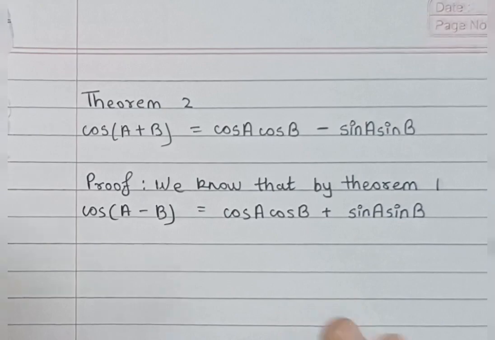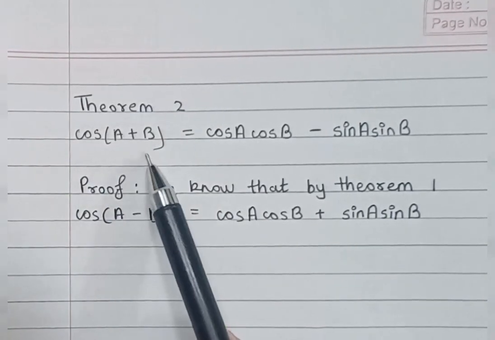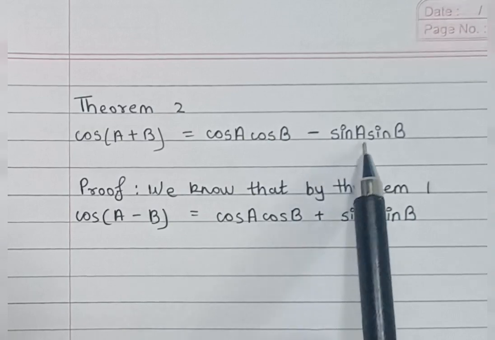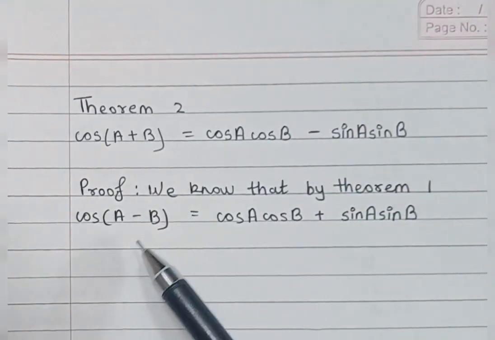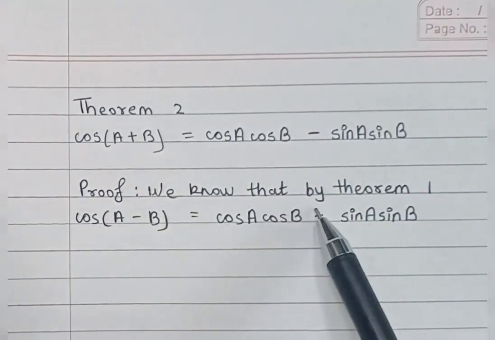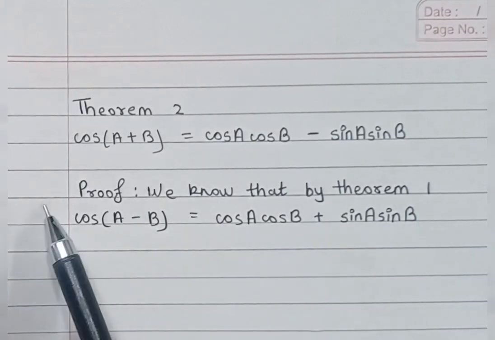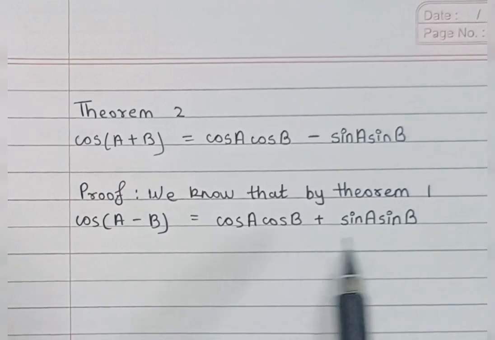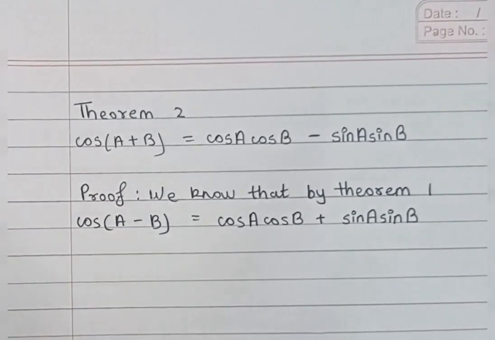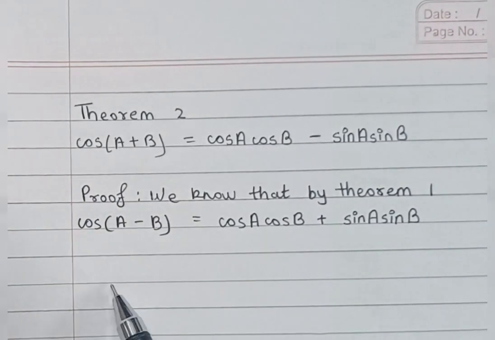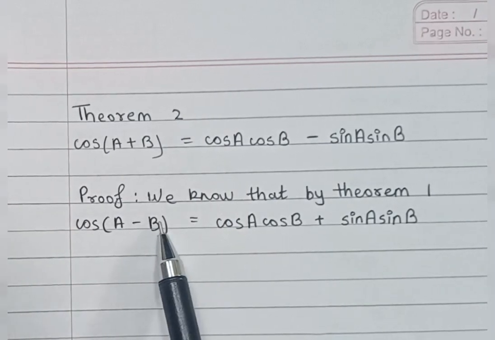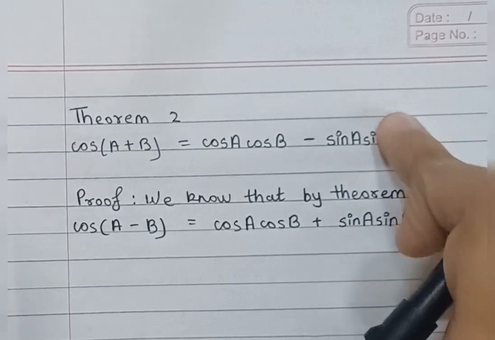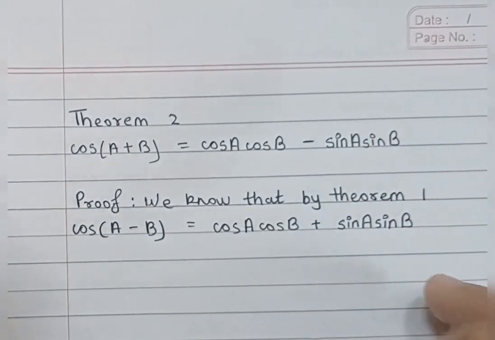In theorem 2, we have to prove that cos of A plus B equals cos A cos B minus sin A sin B. The proof is that we know, by theorem 1, what we had proved: cos of A minus B equals cos A cos B plus sin A sin B. You all have to remember this formula. This is a very important formula, and by this formula we will be able to prove one more formula, which is this one. So now let's prove that.